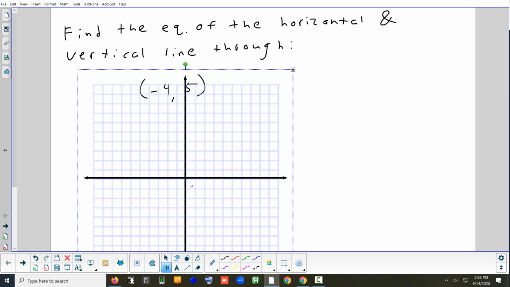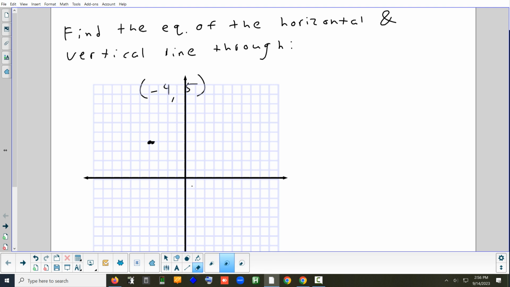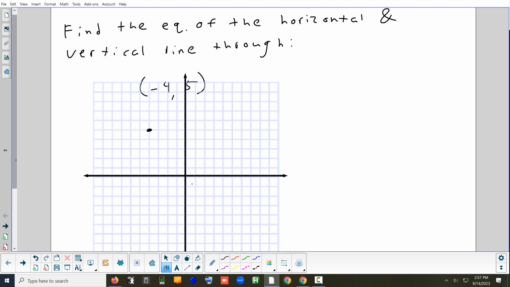So you've got my -4, 5. Okay, so there's our point, and we want to find an equation. Let's start with horizontal. Horizontal and vertical are both special cases. When you want to write the equation of a horizontal line, how does that start out?